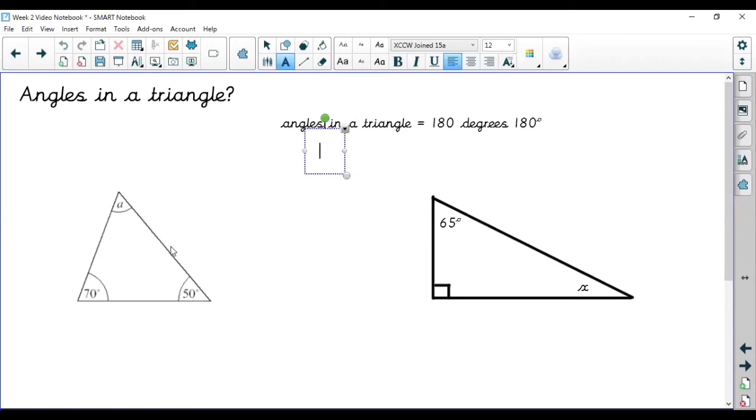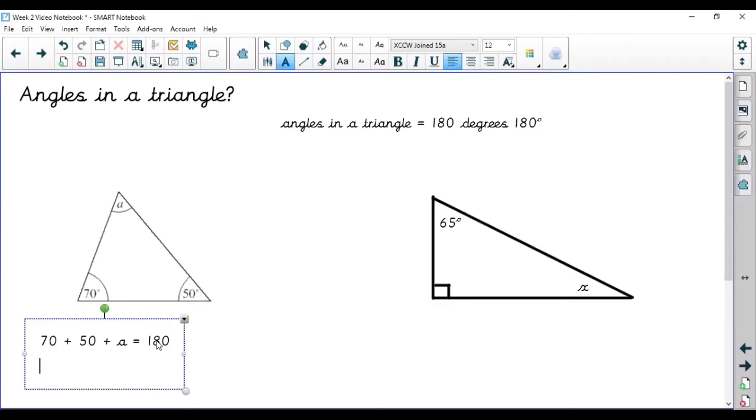So like I've just said, angles in a triangle equal 180 degrees. Now, we've got two of the angles, but we're missing one of them. It becomes a missing number problem, exactly the same as angles on a straight line, okay? So what that becomes is 70 add 50 add A equals 180. Again, it just becomes a missing number problem. So the way I would work that out is 180, not add, because I'm doing the inverse, remember, subtract 50, subtract 70 equals A.